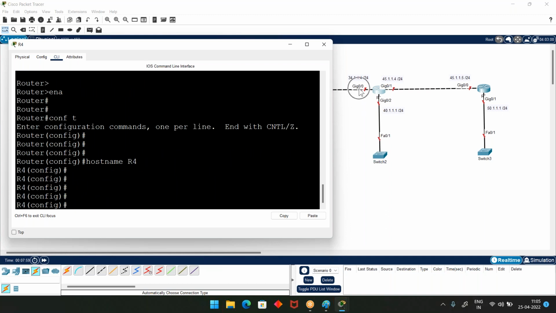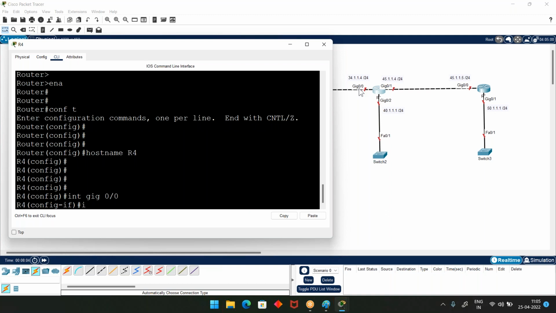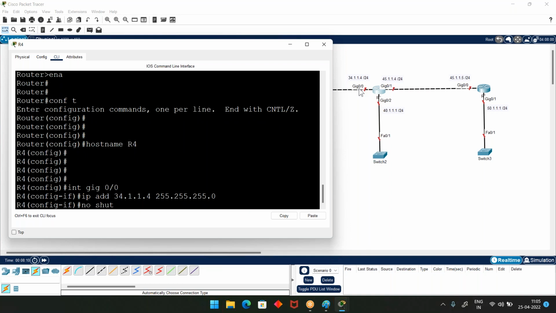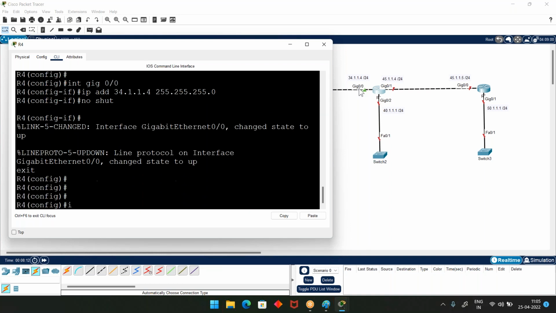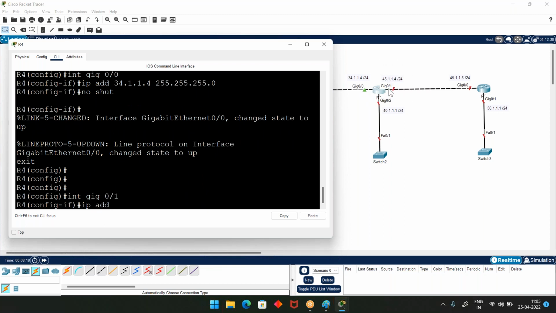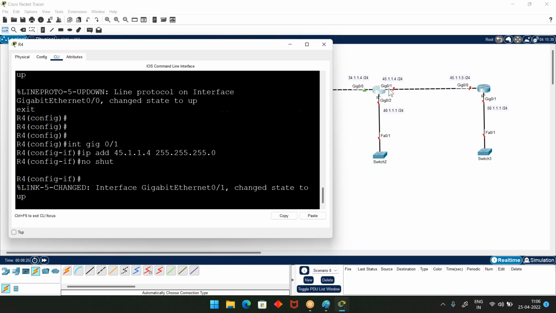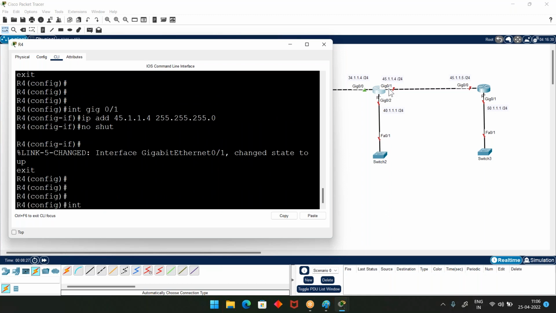In the gigabit 0.0, let's configure the IP address 34.1.1.4. Then subnet mask here, no shutdown, exit. In the gigabit 0.1, now let's configure the IP address 45.1.1.4. Subnet mask here, no shutdown, exit.